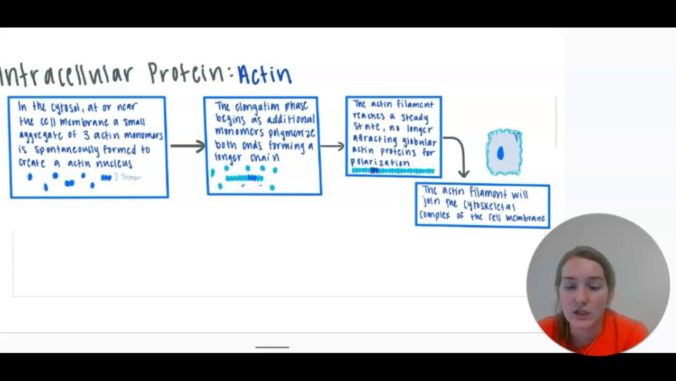Once the steady state is reached, the actin filament will be able to join the cytoskeletal complex of the cell membrane. It is going to be a super important protein in things like motility, structure, and strength. Its specific function is going to depend on what the cell type is where this production is taking place. Actin can be found in most eukaryotic human cells, especially present in muscular cells.